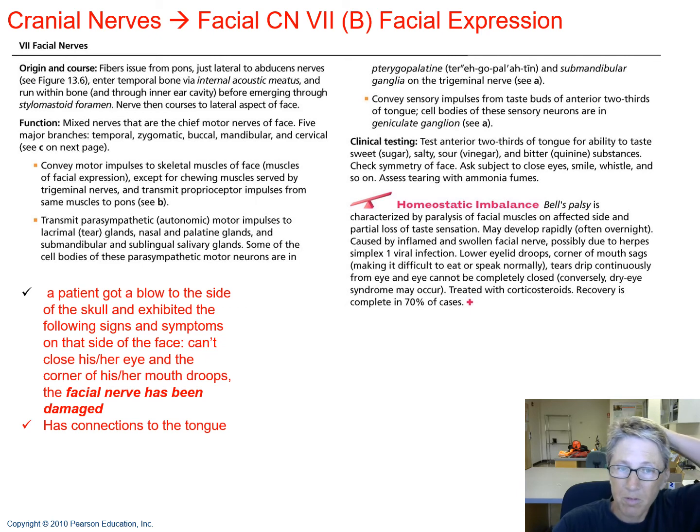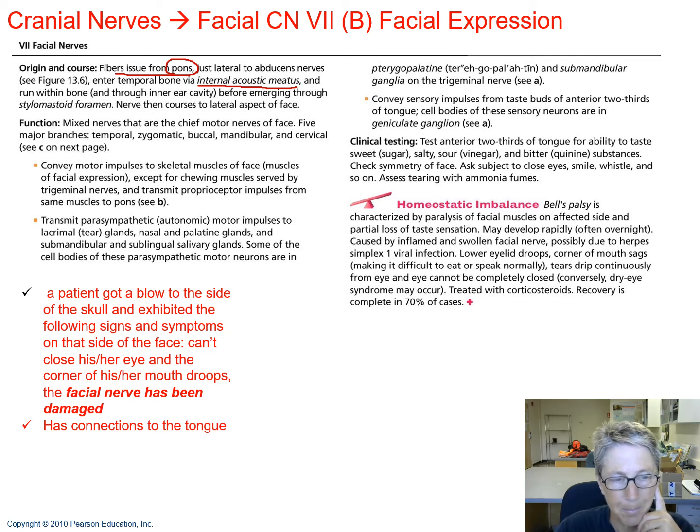So here's some more stats on the facial nerve. The fibers come from the pons. So the neuron cell bodies are in the pons. They get out of the brain through the skull via this thing called an internal acoustic meatus in the temporal bone. Their function is, they're the chief motor nerves of the face, but there are 5 branches, and we looked at that in the previous cartoon.